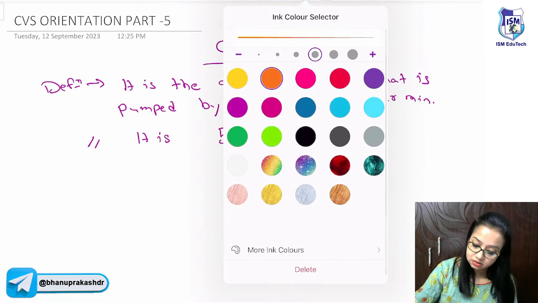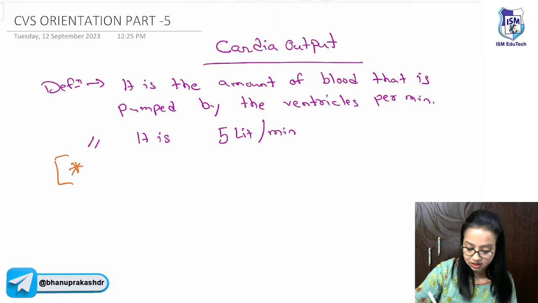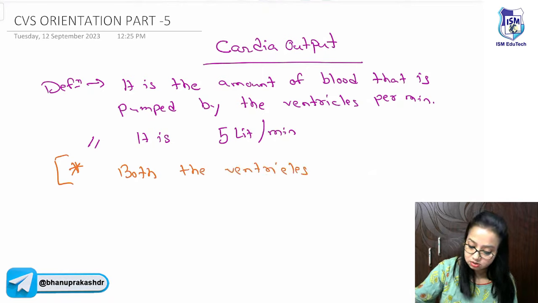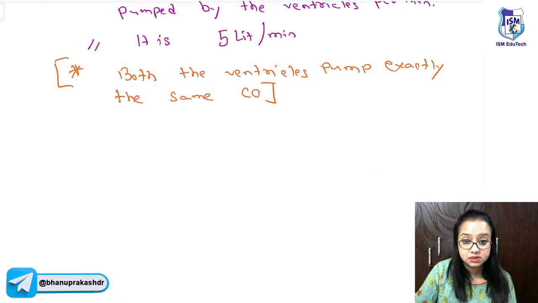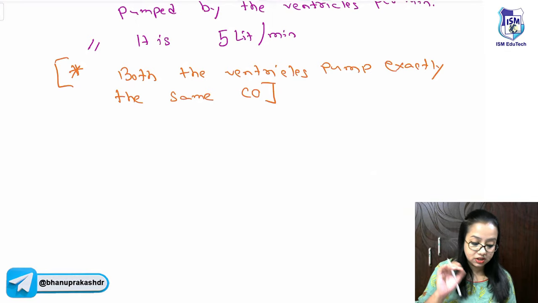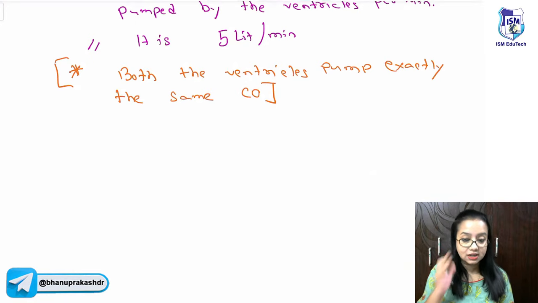Now, the point we have to remember is that both the ventricles pump exactly the same cardiac output, meaning the same amount of blood. In a normal healthy person, it is never that if the left ventricle is pumping 5 liters of blood per minute, the right ventricle will pump even 0.1 liter of blood more or less. If it happens, it will lead to different kinds of congestion. So it is exactly the same amount of blood.